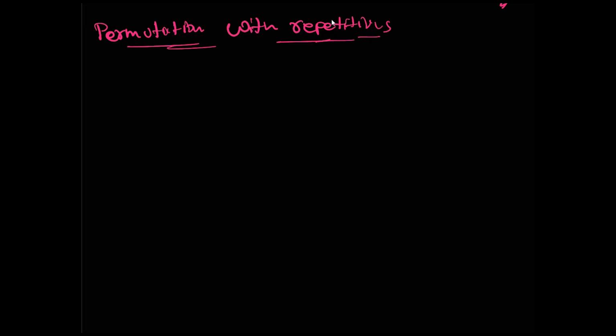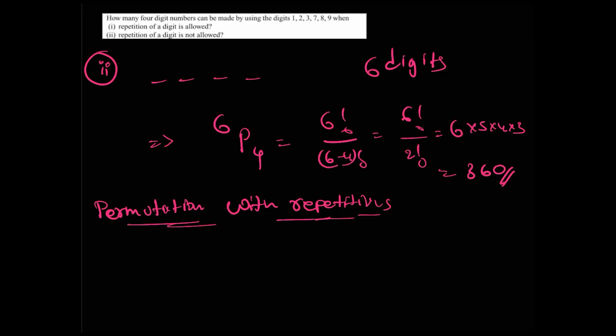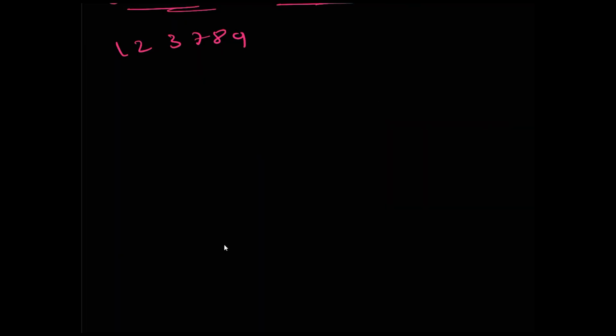Let us take the above first part as the example. How many 4-digit numbers can be made by using digits 1, 2, 3, 7, 8, 9 when repetition of digits is allowed? Now we want a 4-digit number using digits 1, 2, 3, 7, 8, 9. When repetition of digits is allowed, things will get different.